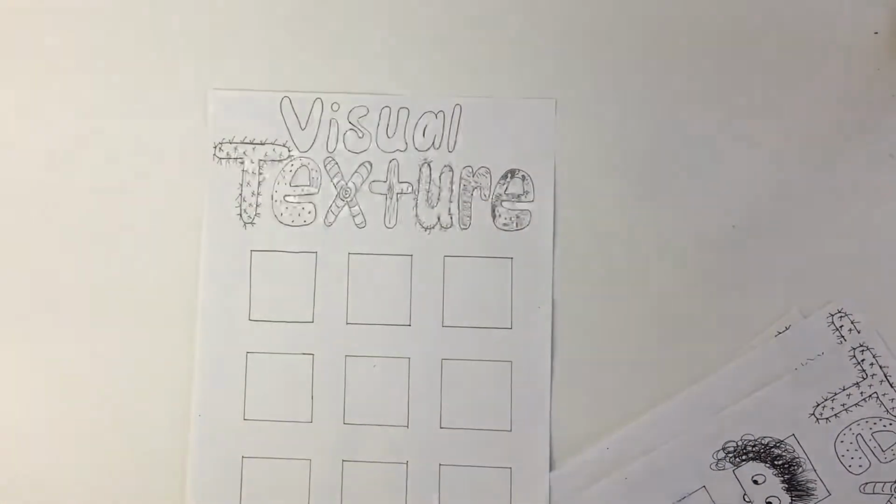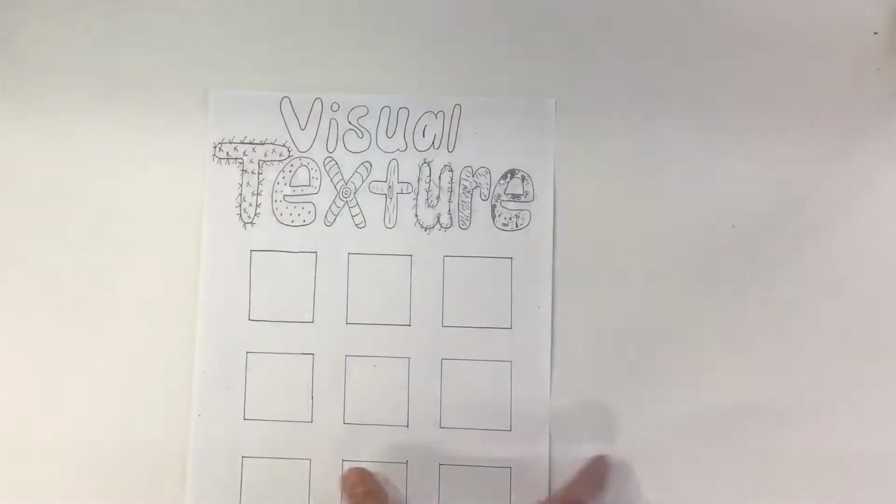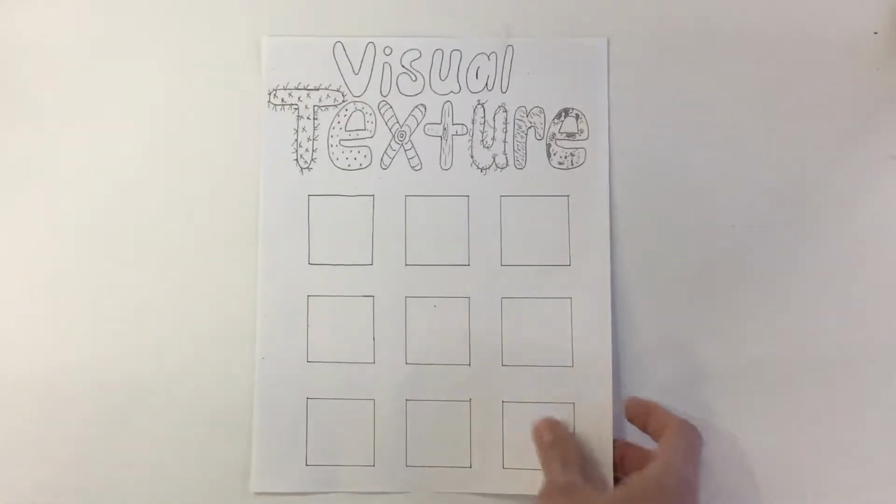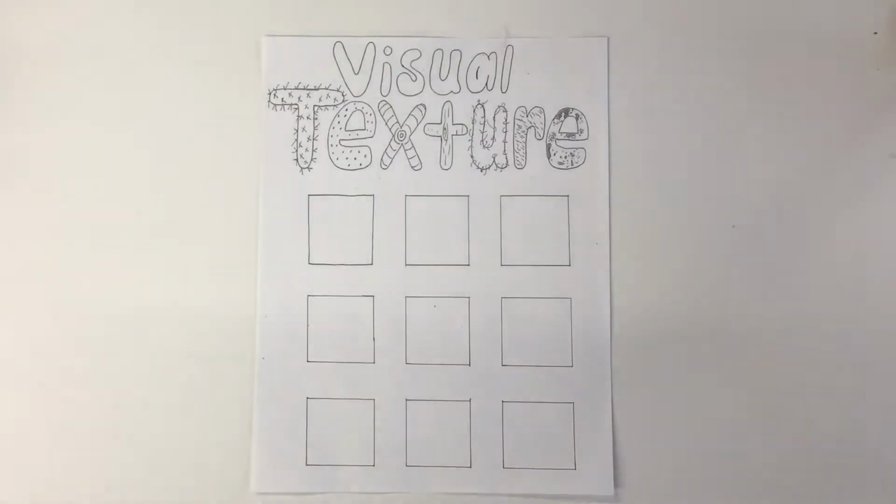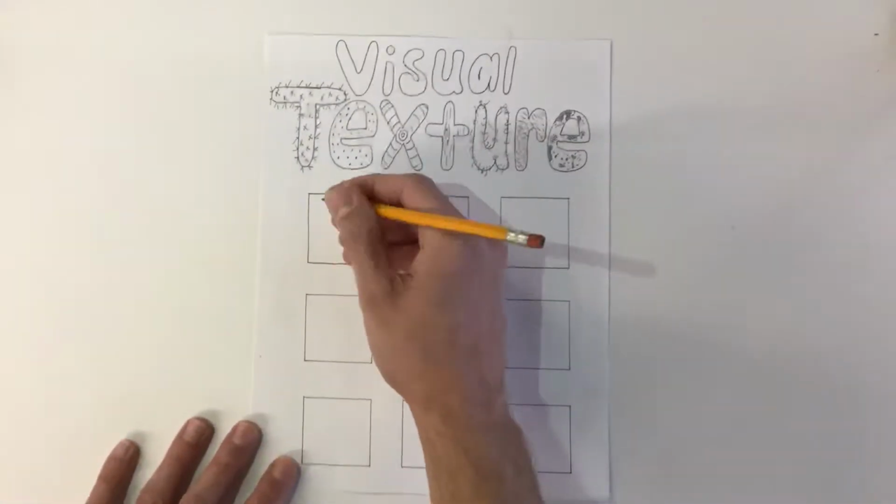So now we are ready to make our own visual textures. So we have a paper that looks like this, and let's get started. I'm going to make a few with you, and then I'm going to let you make up a few of your own. Let's start off with slimy.